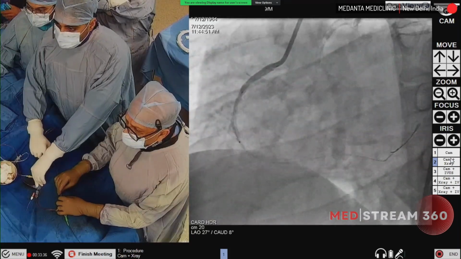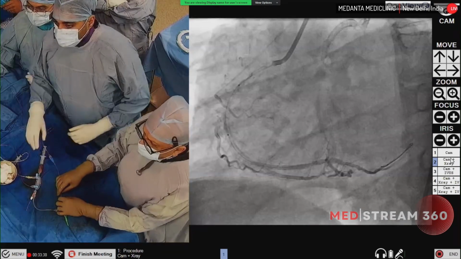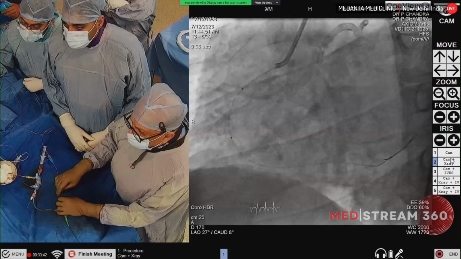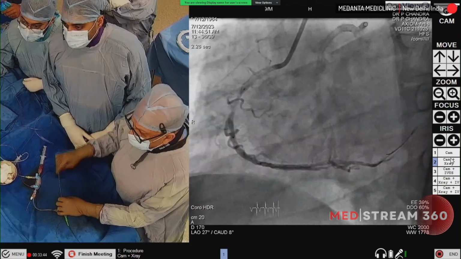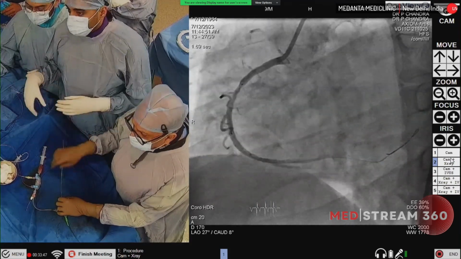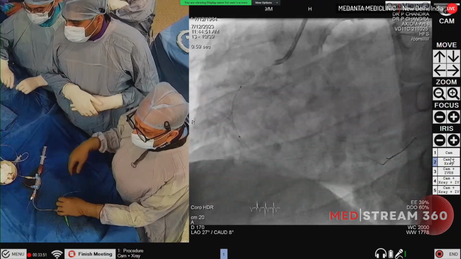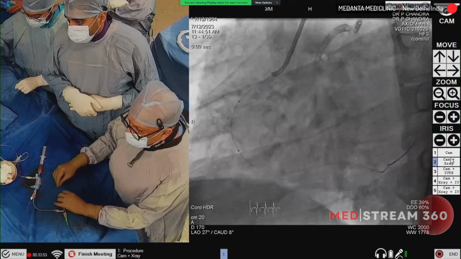Now take a shot, please. Okay. So you can see that the distal lesion is very well done. There is no residual, and there is no dissection. Everything looks good. And this is a 25 millimeter balloon up there.